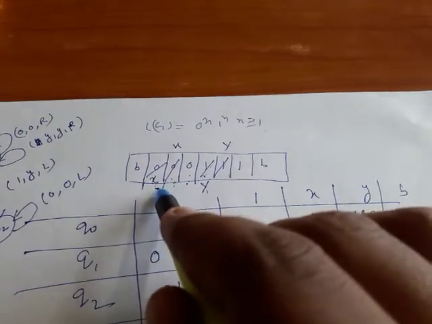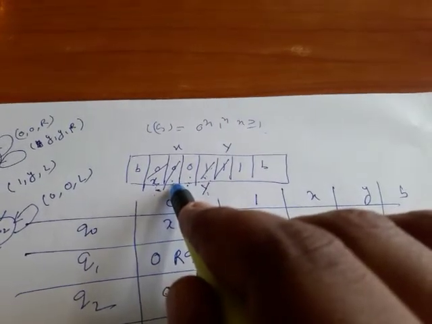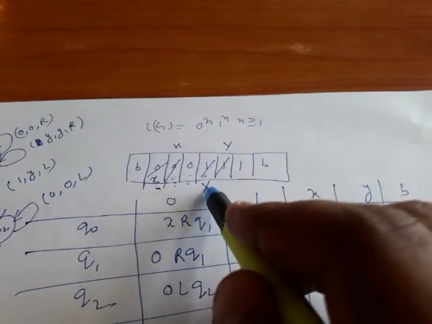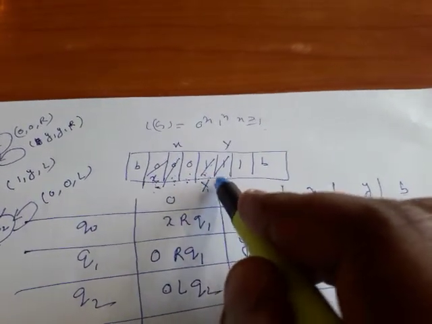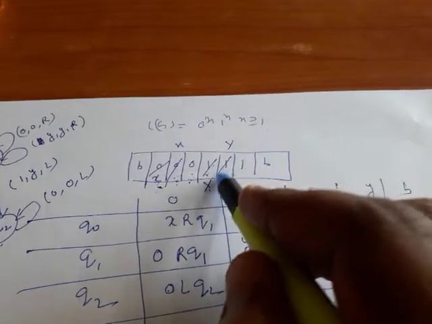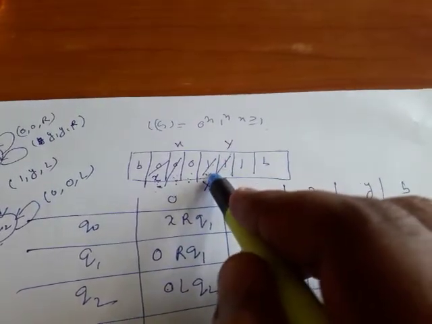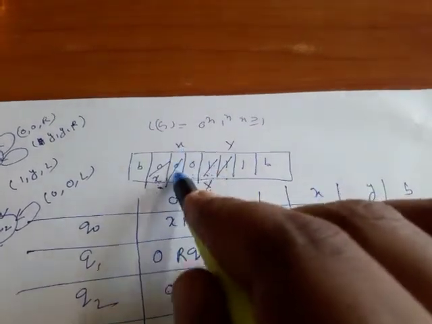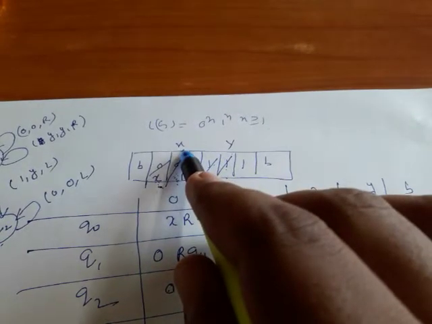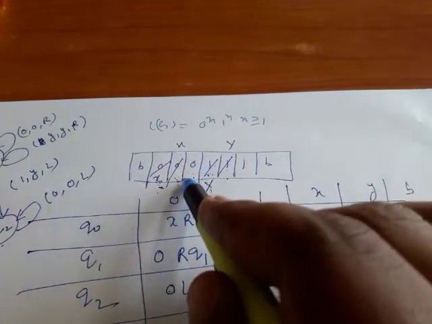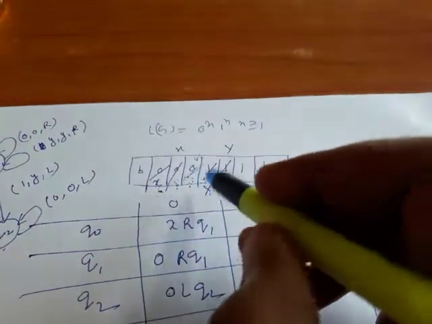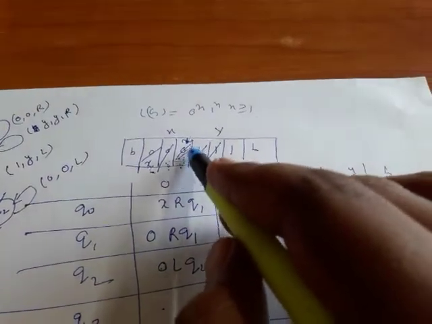For the second value, if I get 0, I make it x and go to the right. If I get y, no problem, I go ahead. If I get 1, I make it y and come back. Here again I will get x, because I have crossed this one, so I cross this 0 as well and make it x.